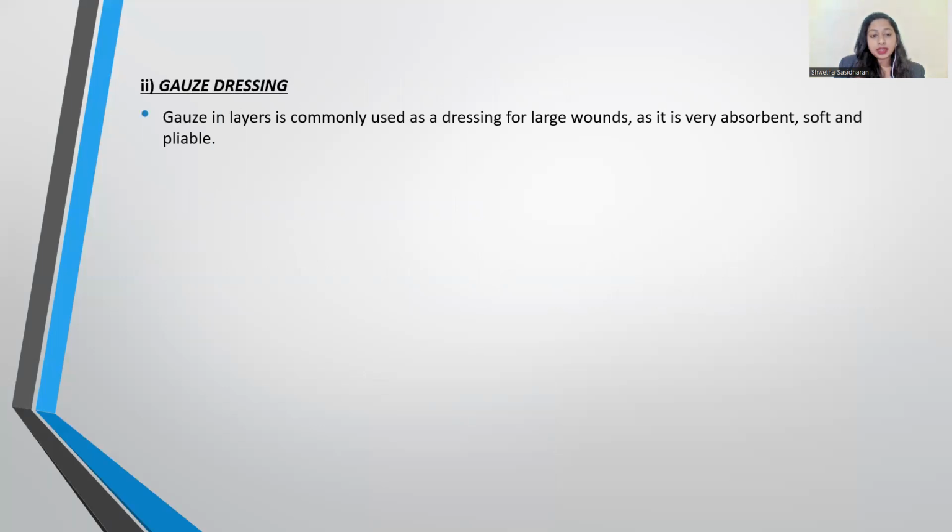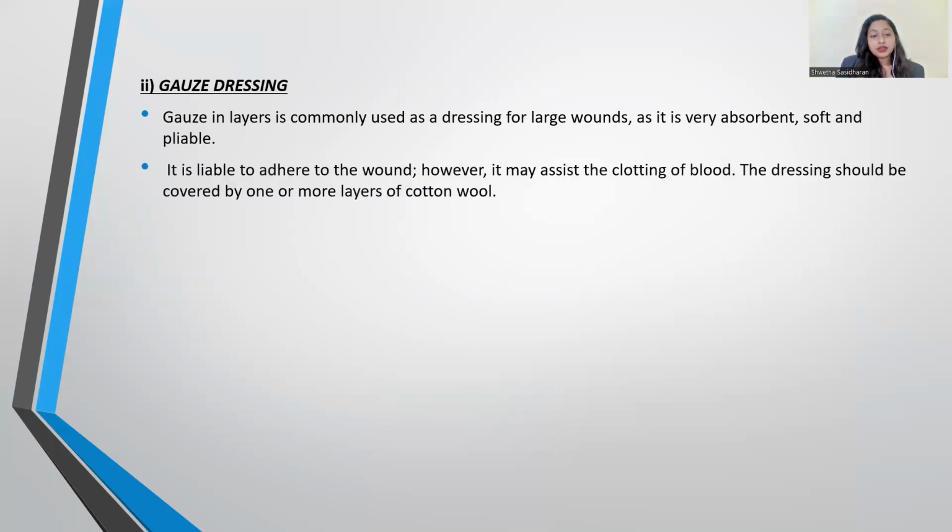Here there will be a layer of gauze which is commonly used for the dressing of large wounds, and it will be very much soft and absorbent. So this is liable to adhere to the wound and it may assist clotting of blood, which we need. We don't want too much bleeding. So that's why we use it to stop the bleeding. The dressing should be covered with one or more layers of cotton wool. There will be the gauze, but we need cotton wool just to make sure the blood has been absorbed properly.